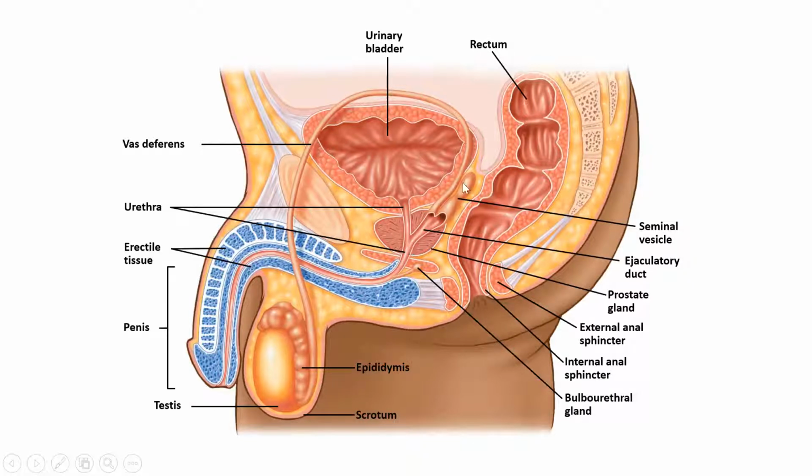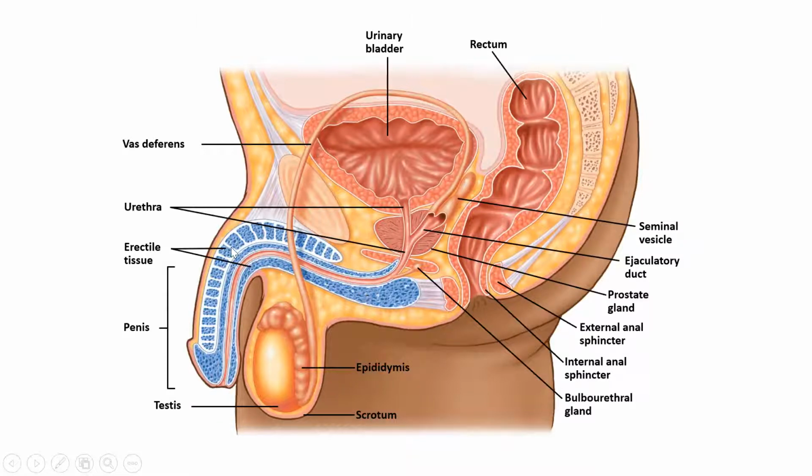We've got the seminal vesicles. These are some of the glands that help to secrete lubricating fluid. We've got the prostate. The urethra actually passes through the prostate, as we can see here. So do the seminal vesicles. The opening from the seminal vesicles and the vas deferens has a combined opening here. It's called the ejaculatory duct. This is where the ejaculatory fluid enters the urethra.